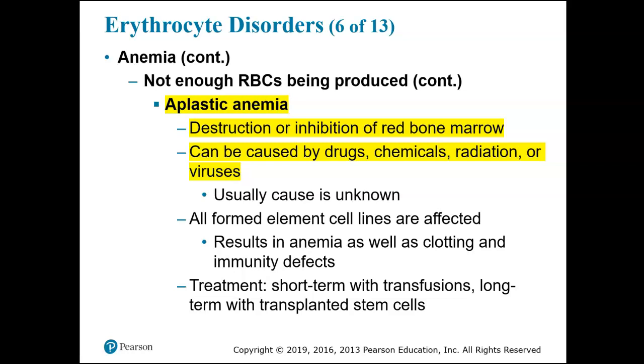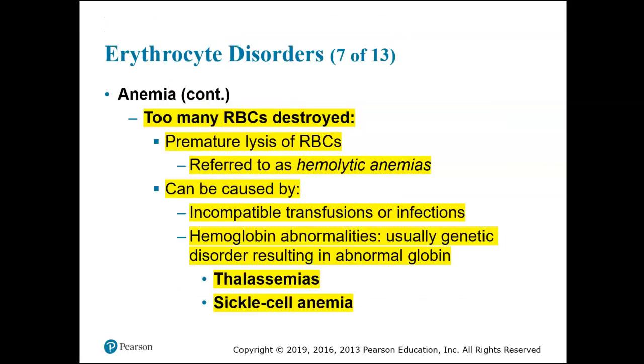Then you can have aplastic anemia, which comes from the destruction or the inhibition of the red bone marrow, and that can be caused by drugs, chemicals, radiation, or viruses. So anemia in general is going to be reduced oxygen carrying capacity, so not enough oxygen gets to the tissues. And of course, it's going to lead to tissue hypoxia.